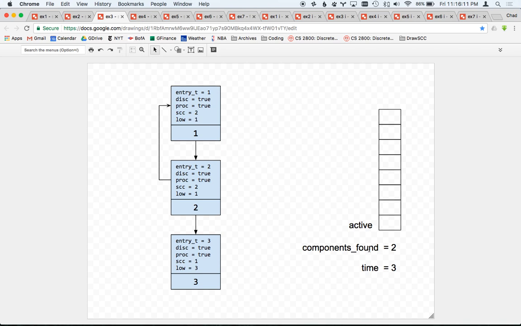Now again, we ended up with 2 strongly connected components, exactly as we expected. Vertex number 3 is in the first strongly connected component that we verified, and vertices 2 and 1 are in the second strongly connected component that we verified.